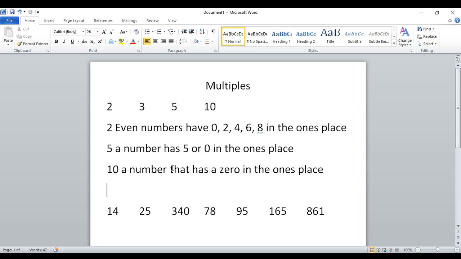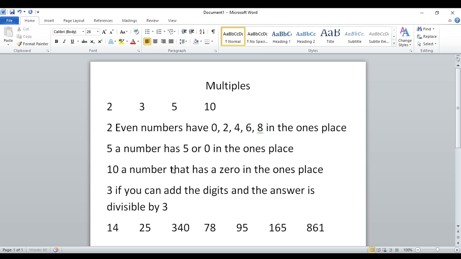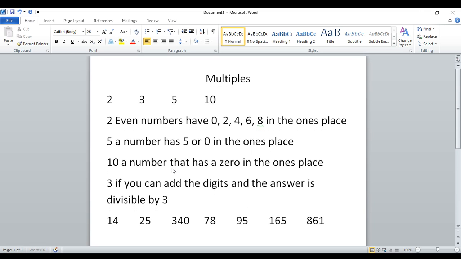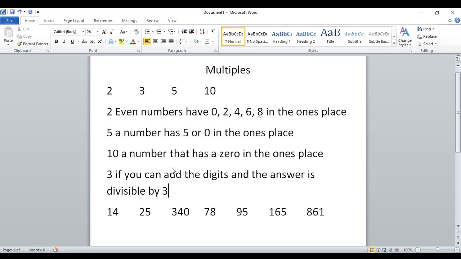However, 3, I think 3 has a fun little trick. Something is a multiple of 3 if you can add the digits and the answer is divisible by 3. Now, what does that mean? Okay, let me show you. I think this is the most fun little trick.